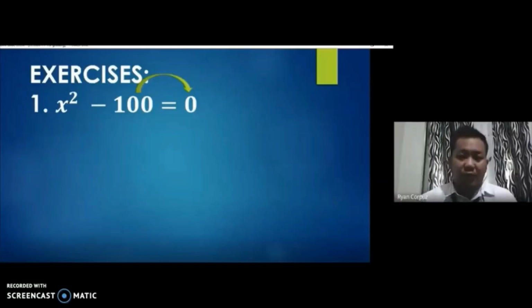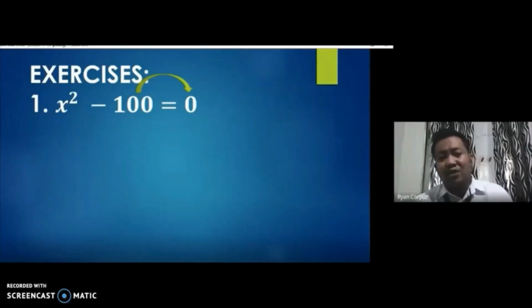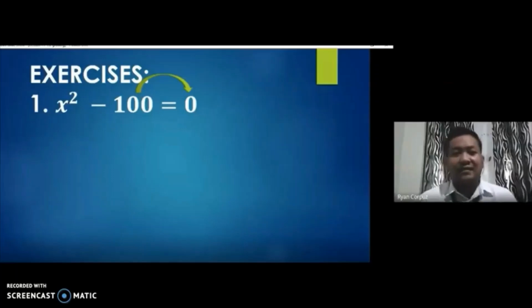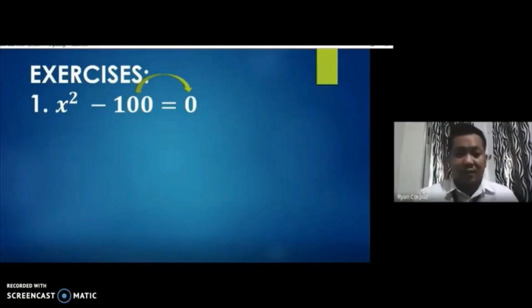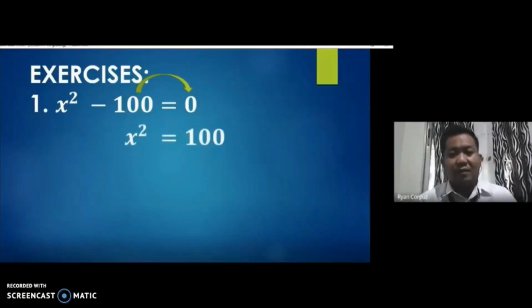So if you move negative 100 to the right side of the equation, since it jumped the equal sign, the negative 100 will change its sign. So from negative 100, when you move it to the right side of the equation, that will become positive 100. So it will become x squared is equal to 100.